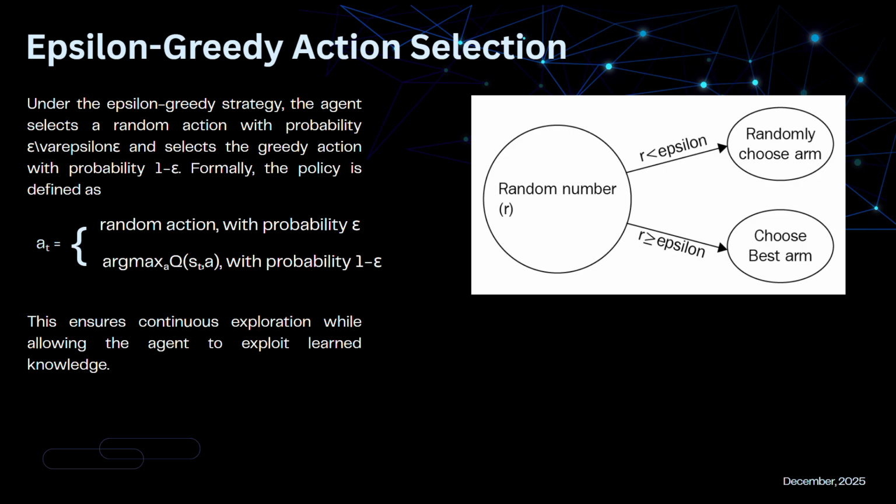Under the epsilon greedy strategy, the agent selects a random action with a probability epsilon and selects the greedy action with probability of 1 minus epsilon. Formally, the policy is defined as a combination of a random action with probability epsilon and the argmax over a of Q of s_t and a with probability of 1 minus epsilon. This ensures continuous exploration while allowing the agent to exploit learned knowledge.